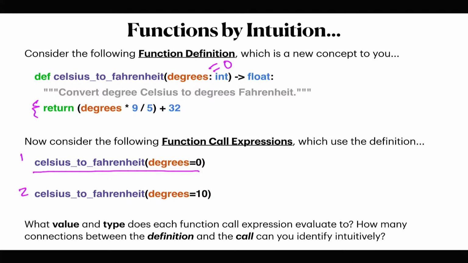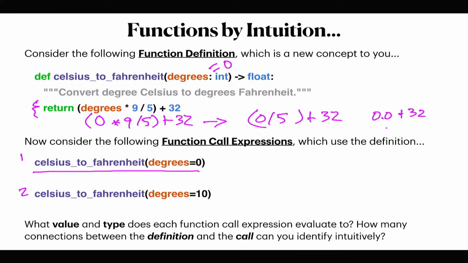And then we're going to substitute degrees, so 0 multiplied by 9 divided by 5 plus 32. This simplifies down to 0 divided by 5 plus 32. This simplifies down to 0.0 plus 32. This simplifies down to 32.0, which is a float value. And then that's all we've got to do to simplify this return statement, and that's why this would result in a value of 32.0 of type float, right?